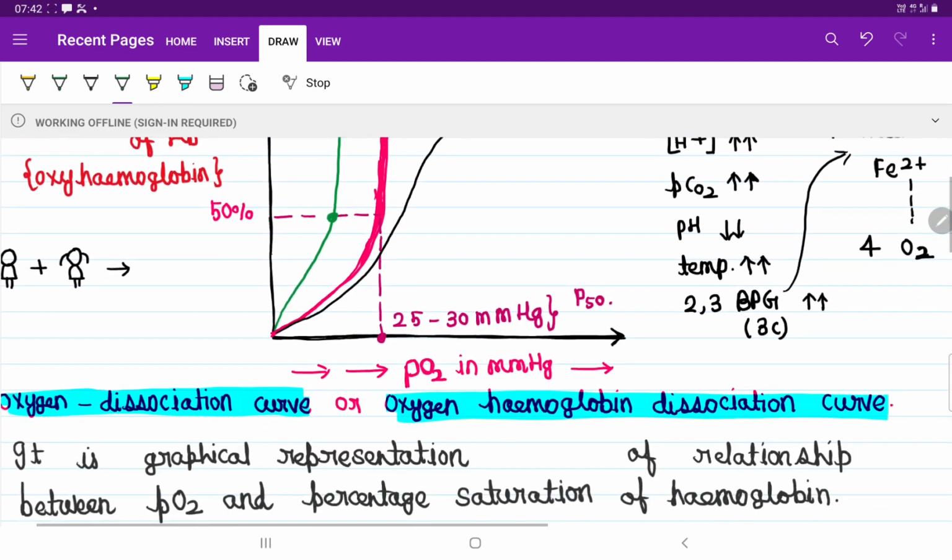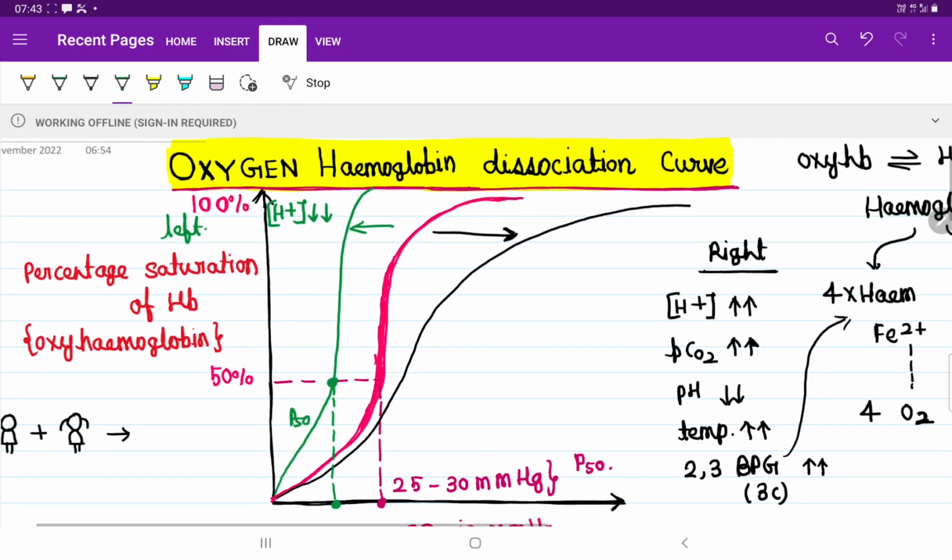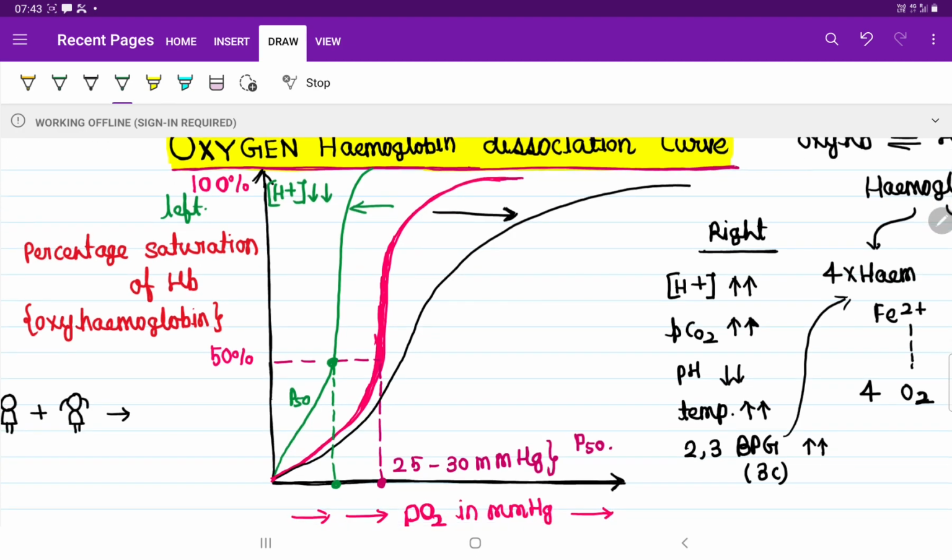Like if you put one vertical line here, it will come somewhere here, isn't it? So partial pressure P50 decreased, right? And you see, for 100% saturation, as compared to here, we need less oxygen. That means whenever hydrogen ion concentration decreases, it supports binding of hemoglobin with oxygen, and the curve shifts left side.